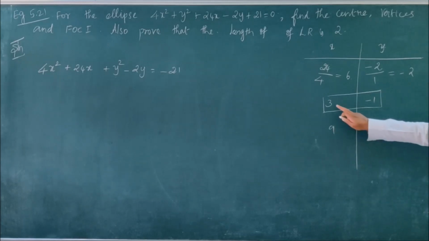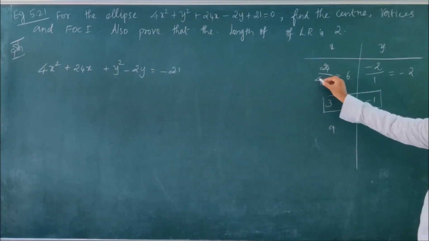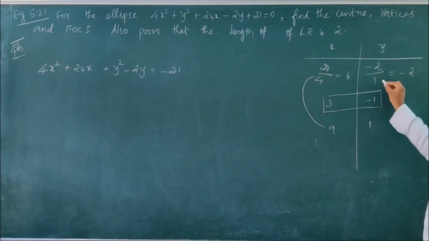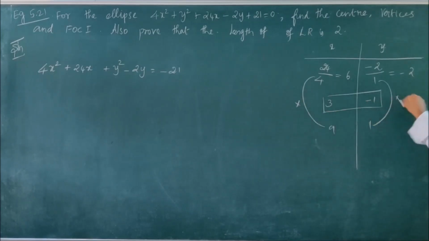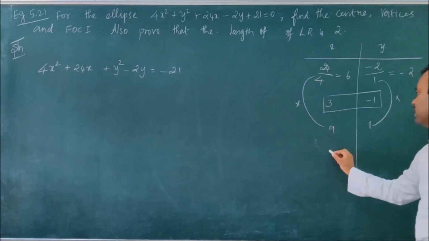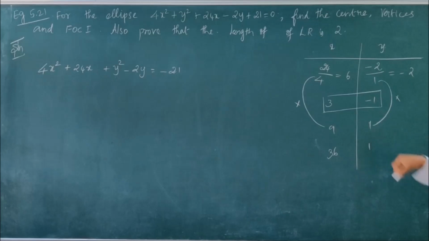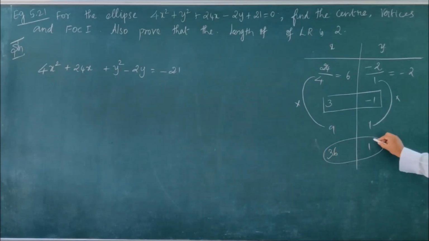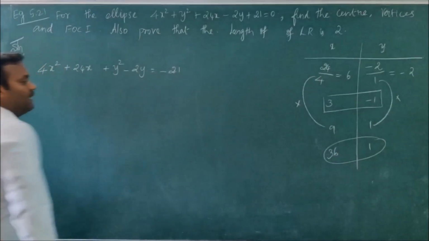So what we are doing here is squaring these numbers. In the next step, you have to multiply the number in the denominator by this number. So here it is multiplication. When you multiply 4 into 9, you get 36. When you multiply 1 into 1, you get 1. So these two numbers are also important. Just keep this in mind.